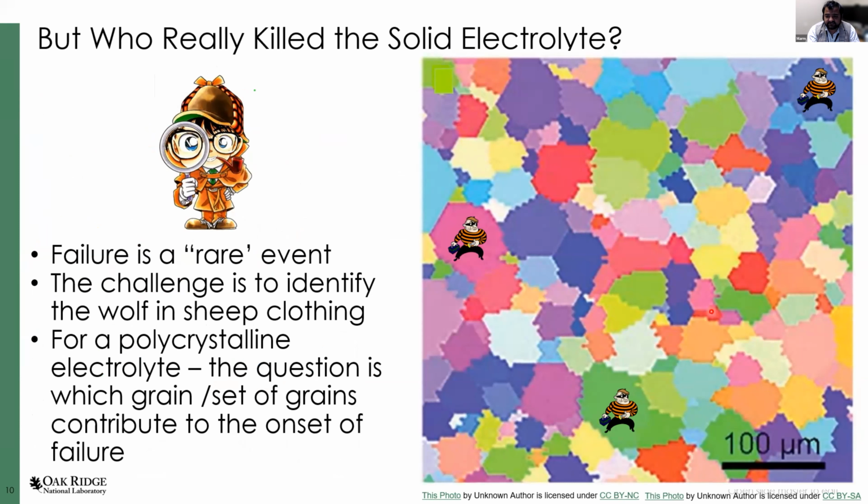So what you see here is a grain map for a garnet type solid electrolyte. These grains don't come labeled with burglar symbols like this, like they do in movies. So we don't know what grain causes it. I like to think of failure in these solid electrolytes as a rare event, and it is very challenging to identify which individual grain is the one that is causing it. This was a problem that we were facing, and that's where high energy diffraction microscopy came in, where we could track individual grains of these solid electrolytes in bulk.